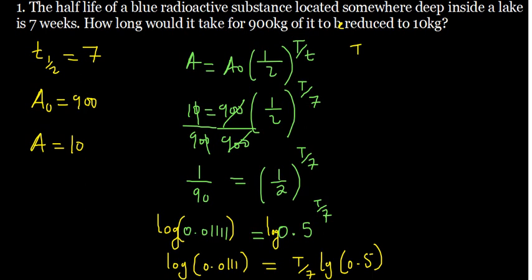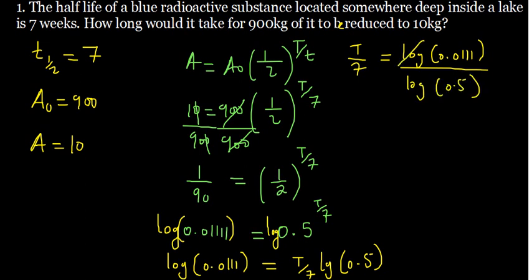So say t over 7 is equal to, remember this side we have got this, so we're going to say log of 0.0111 divided by, remember we are dividing both sides by this, we also say log of 0.5. Now don't say log and log cancel, that is wrong. Okay, so what you do is just get your calculator, just use the log on your calculator.